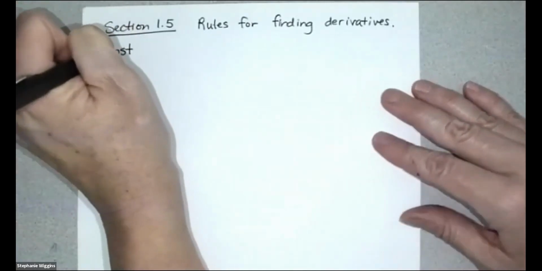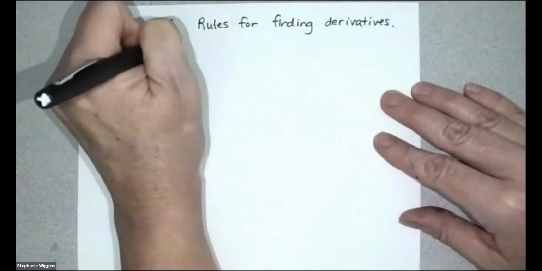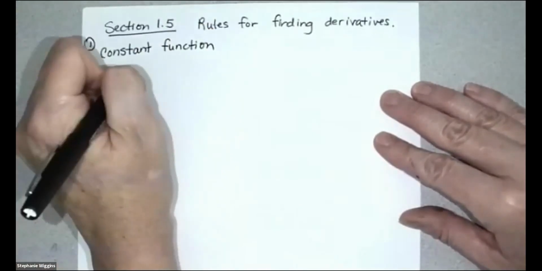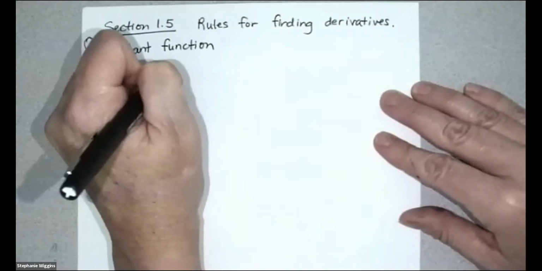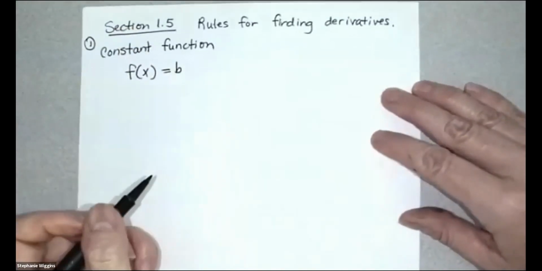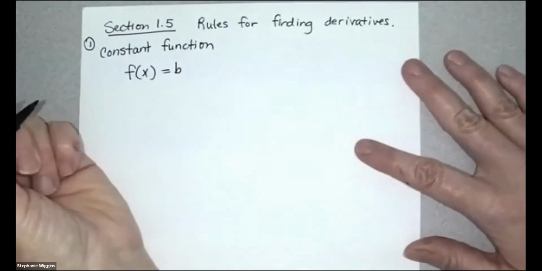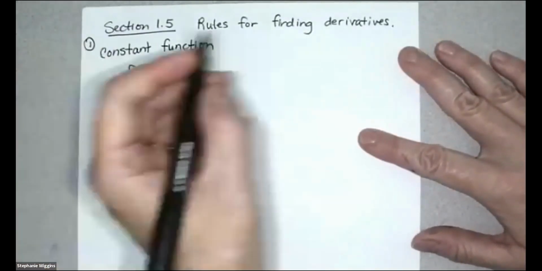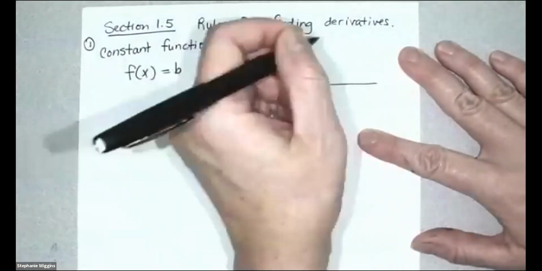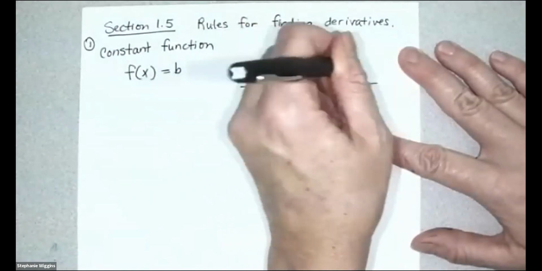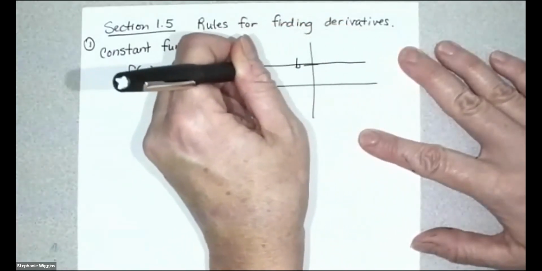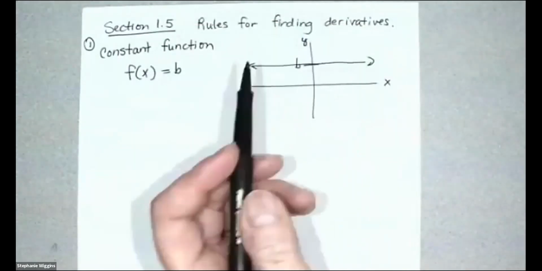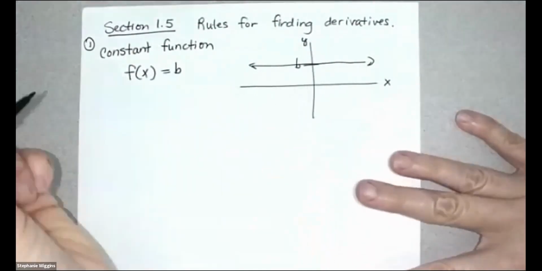So we want to find the rule for the constant function. And a constant function, remember, is f of x equal b, all right? What is the slope of a constant function? Well, let's say that's b, and it's just a flat horizontal line, right? It's a linear function with slope equal to 0.